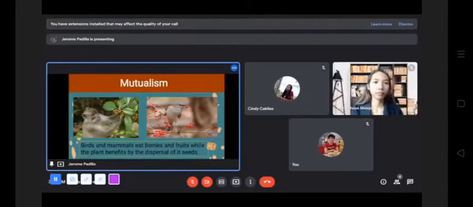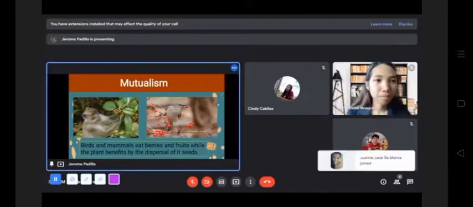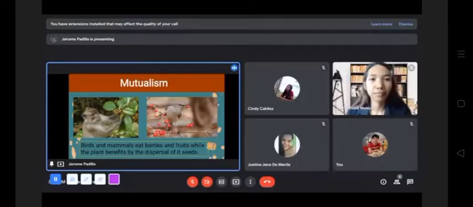I'm just joking. This is birds and mammals eating berries and fruits while the plant benefits from the dispersal of its seeds. When this organism eats the fruit, its feces will transfer the seeds of this plant to another place, so the species of this plant will not disappear.